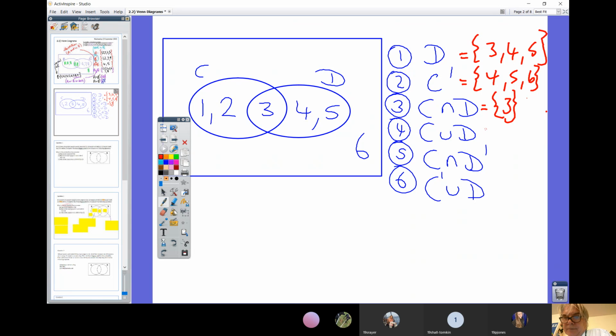C or D? 1, 2, 3, 4, 5. Good. Right. Now the slightly trickier ones. 5. And this is slightly easier.